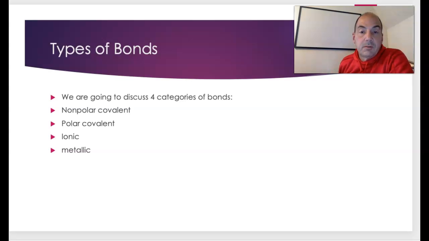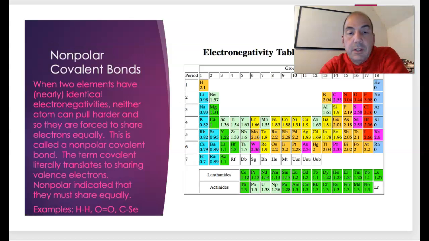we are going to discuss 4 categories of bonds. Nonpolar covalent, polar covalent, ionic, and metallic. As far as the first 3 goes, it really comes down to the idea of electronegativity. Okay, you know that electronegativity from left to right increases, from top to bottom it decreases.